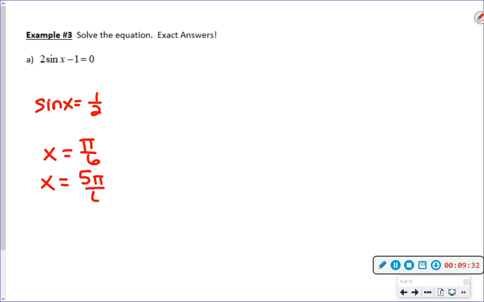Here's the other thing. Don't circle your answers yet. One of them works. One of them doesn't. Just wait. This is easy. Now, we need to talk about, or flash it back to, coterminal angles. Hopefully that vocab rings a bell to you.